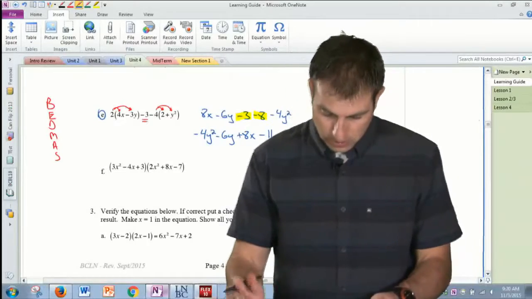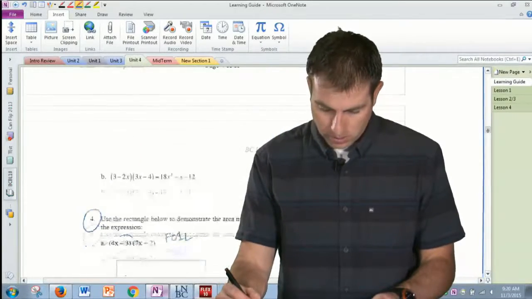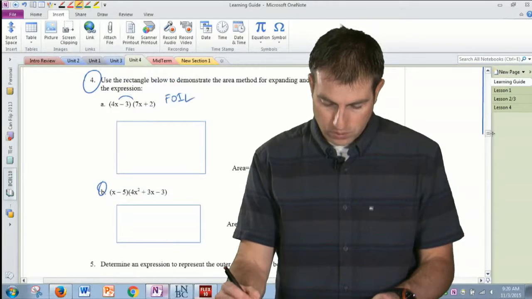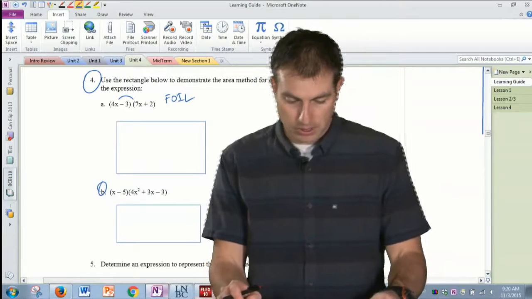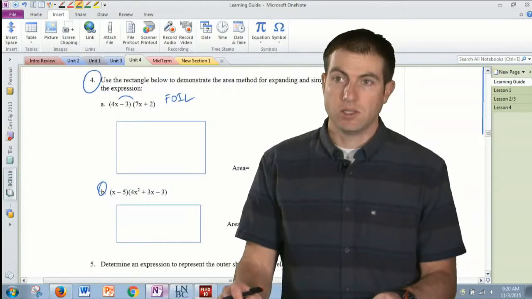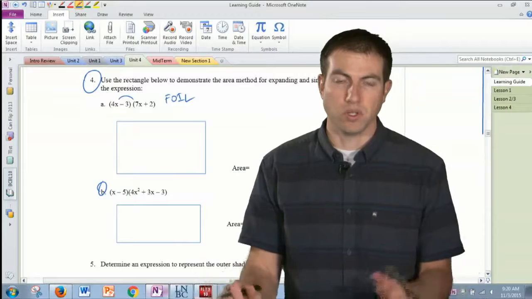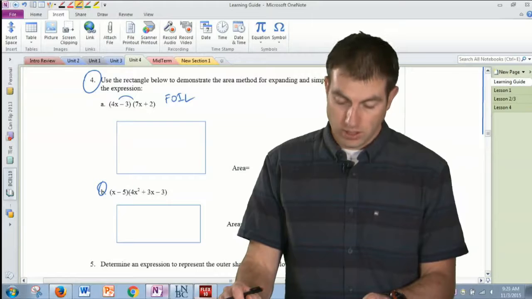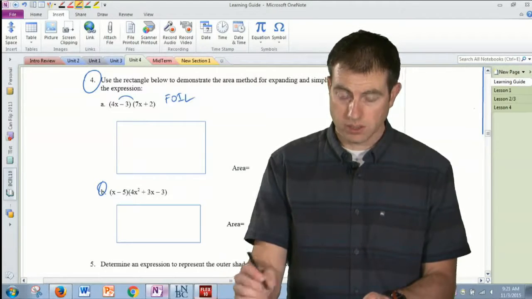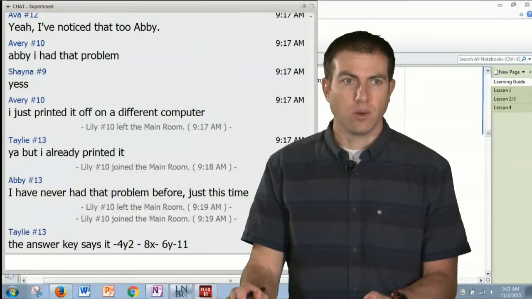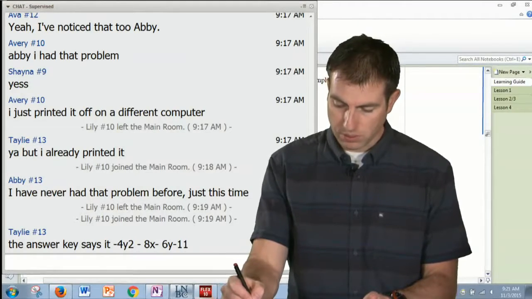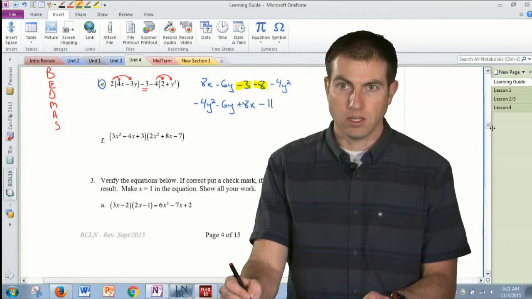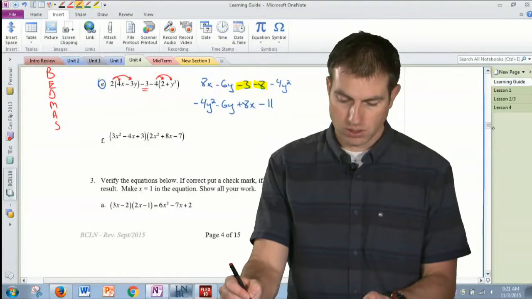So that's that. There's a couple questions, or maybe one on the next page. 4b. So use the rectangle below to demonstrate the area method for expanding and simplifying. This is just a kind of an expansion question. You're just multiplying these things together. Now, the answer key says it's -4y squared minus, so is that what I ended up with? Plus 8x. -4y squared minus 8x.